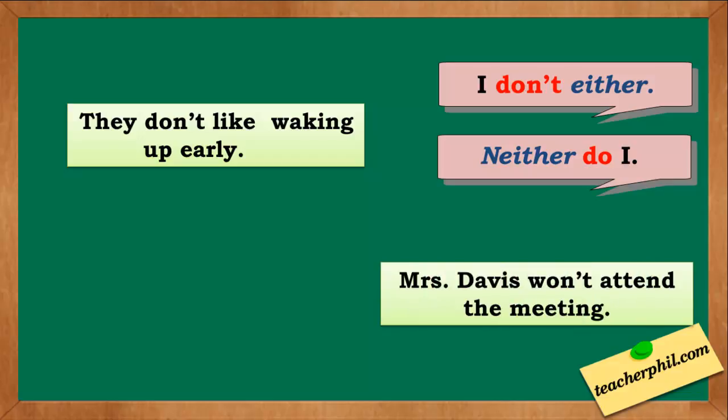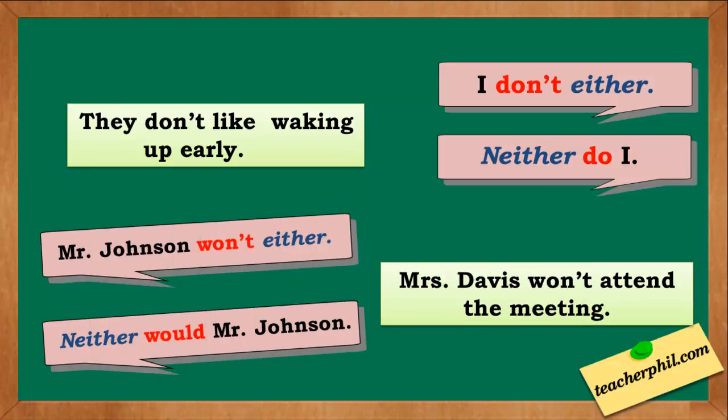Mrs. Davis won't attend the meeting. Mr. Johnson won't either. Or, neither will Mr. Johnson. Notice that either comes at the end of the sentences after the negative verbs don't and won't, while neither is at the beginning of the sentences before the auxiliary verbs do and would. Notice that the verbs aren't in their negatives.